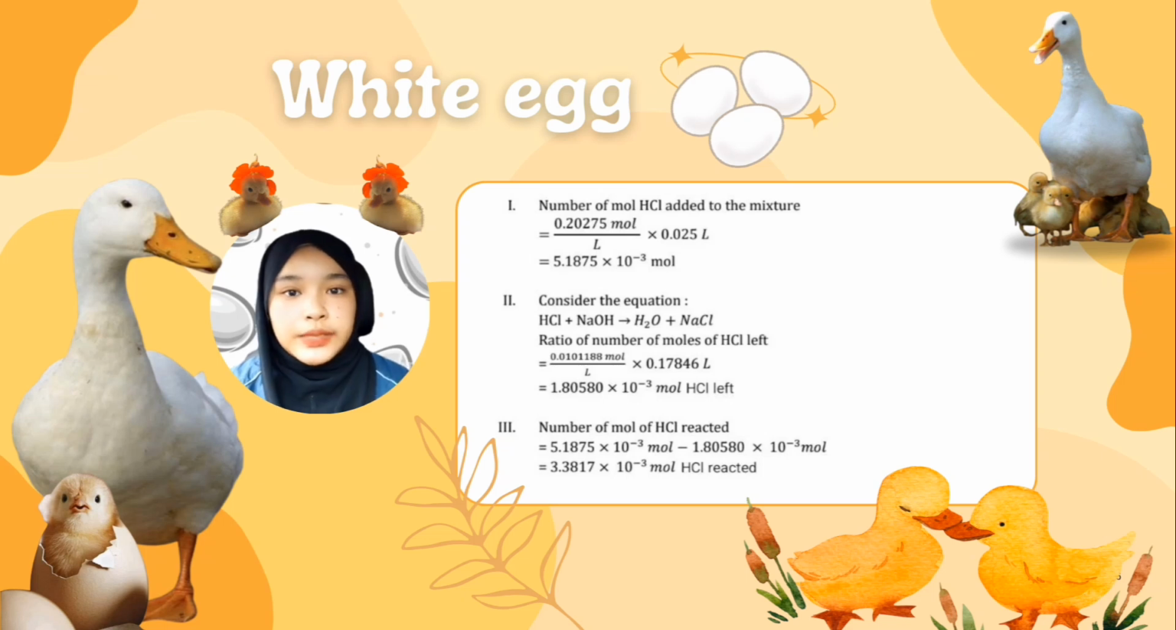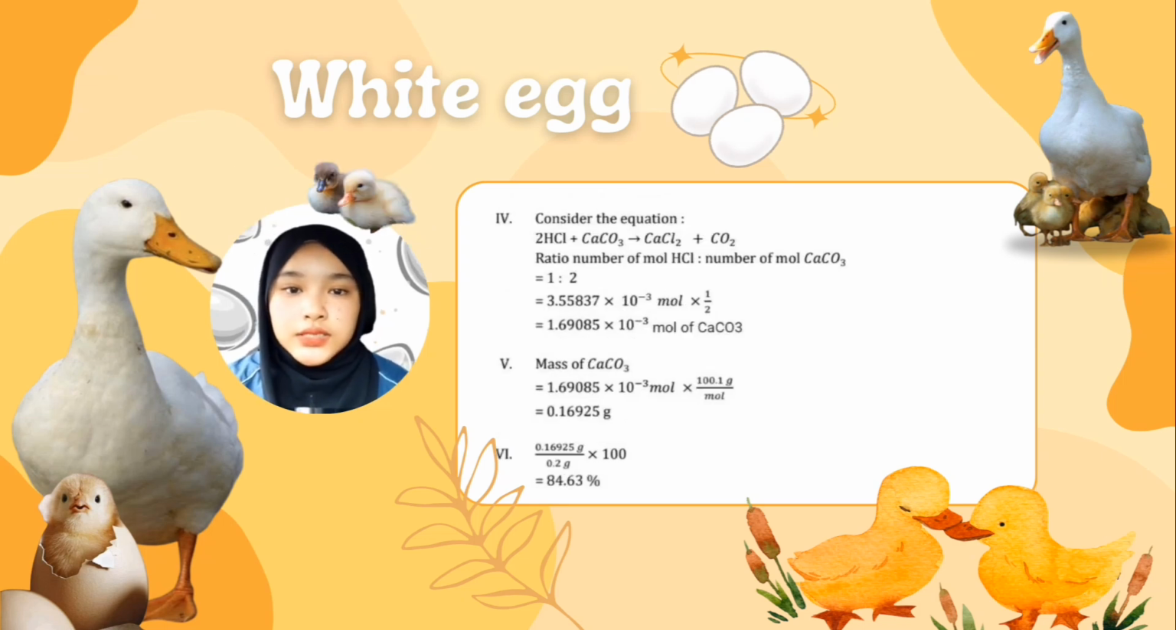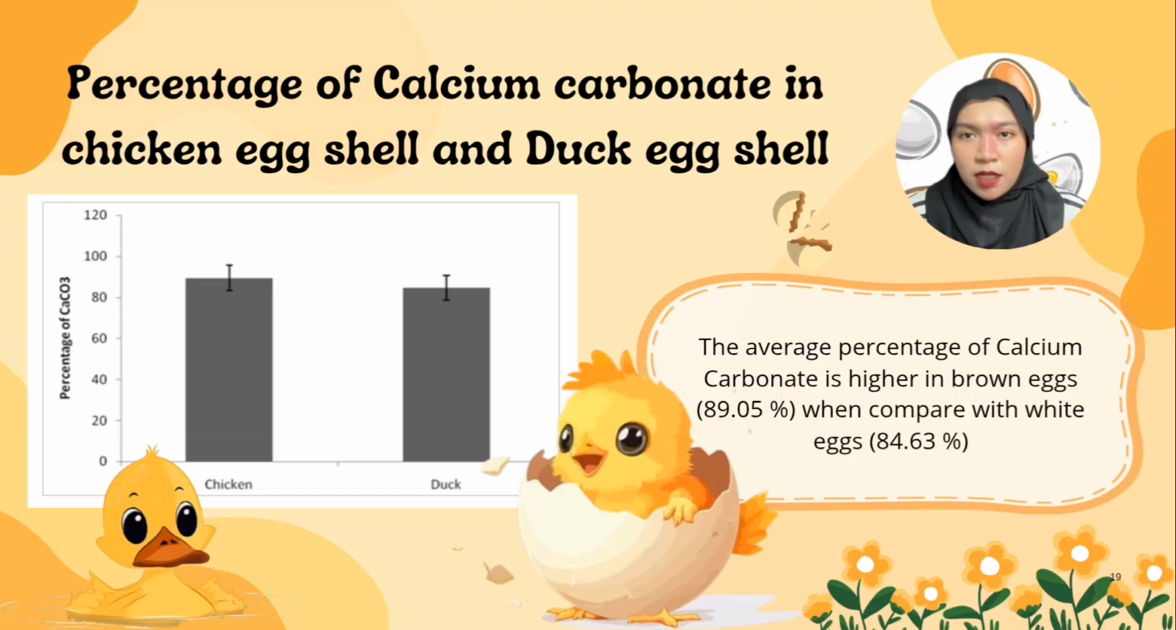So next, I will continue to explain the calculation of the white egg. It's actually the same calculation that we did in the previous calculation, but with different data. The difference that we can see is the average volume of the sodium hydroxide used, which is 0.017846 liter. After we calculate, the final answer is 84.63%.